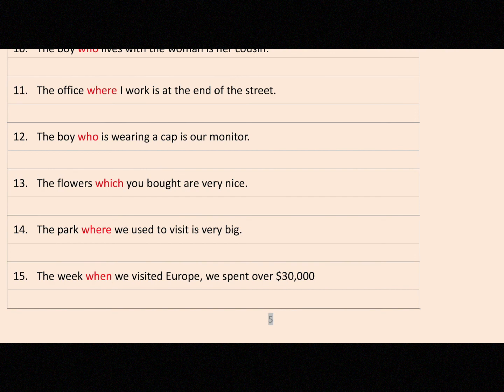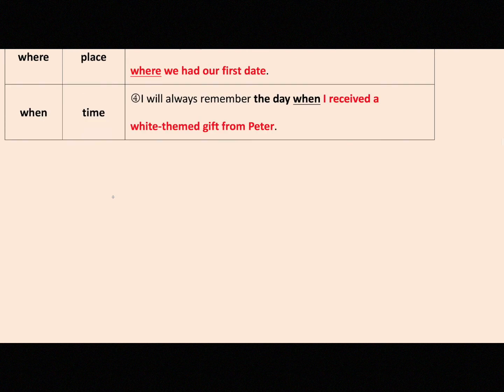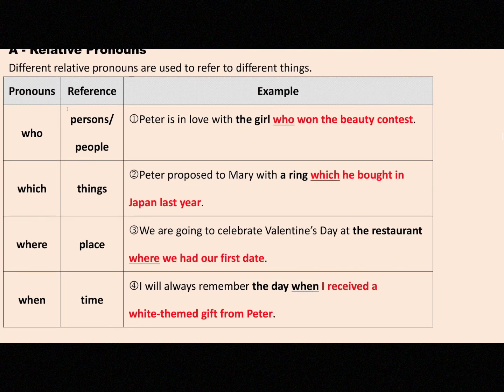And now we've done some questions about which relative pronouns to fill in to talk about the nouns. Just remember, when we talk about people or persons, we use who. When we talk about things, we use which. When we talk about place, we use where. And when we talk about time, we use when.